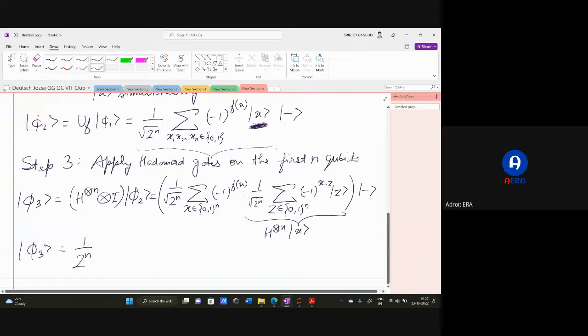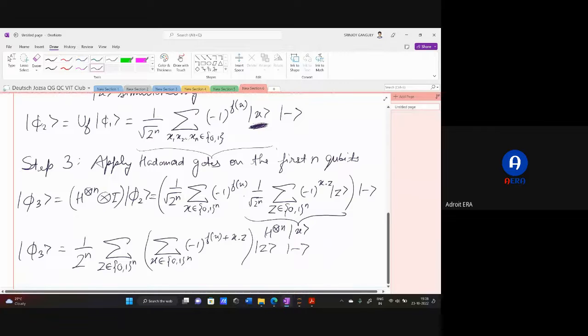So let us take it out, and then the summation, let us take z belonging to {0,1}^n, and let us take this summation inside, which was x belonging to {0,1}^n. We are just rearranging terms, not doing any calculations. Because minus 1 to the power f of x is present in both the summations, that's why we are rearranging terms, x dot z. And then ket z is also there, and also this minus is also there. This is step 3.